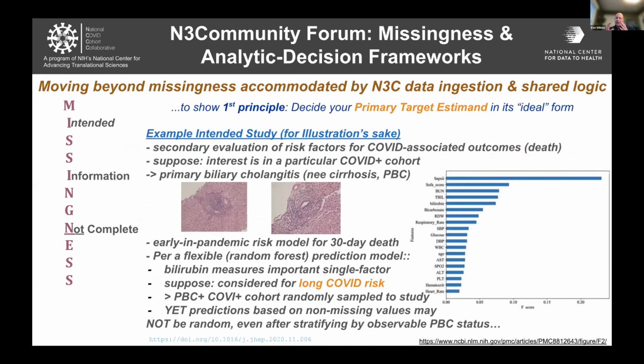So I had an example here, but in the interest of time, what I might do is say it's even going to apply when you're trying to do just a strict predictive model, right? You're going to end up with predictions that may be off. And so the first principle is: decide your primary target estimand in its ideal form.